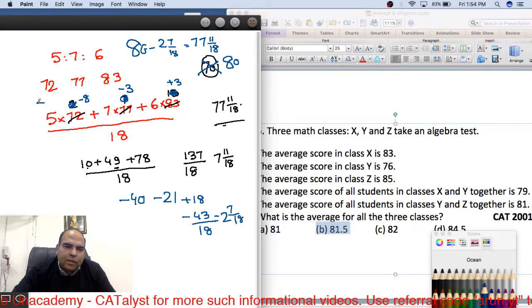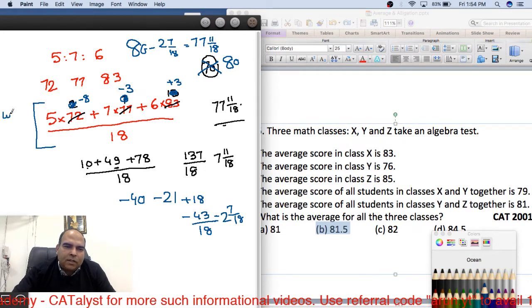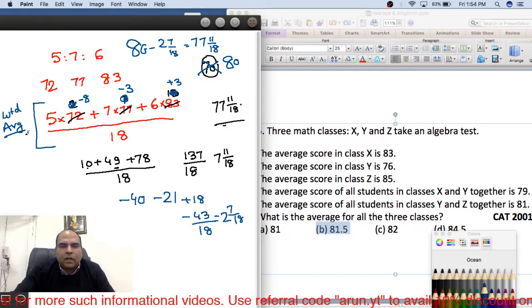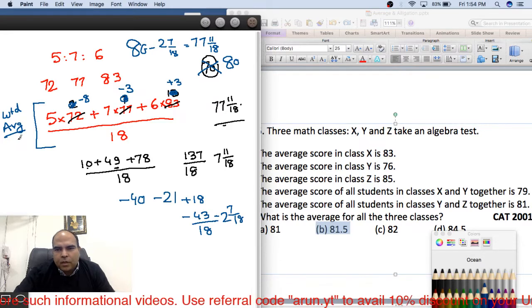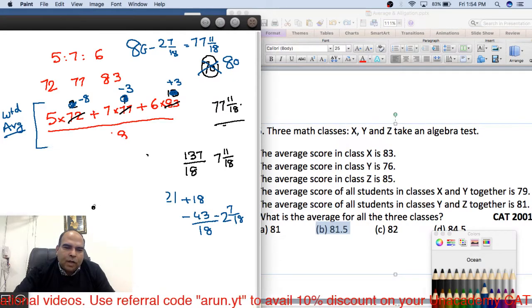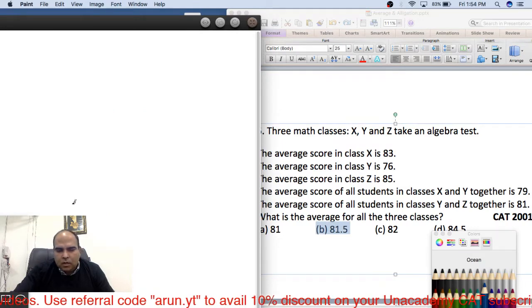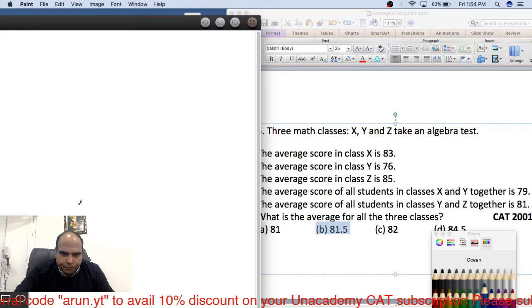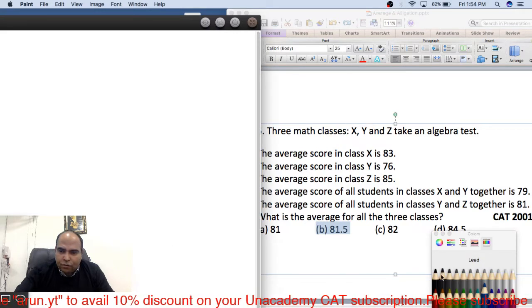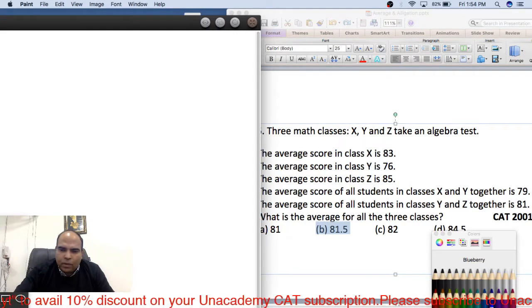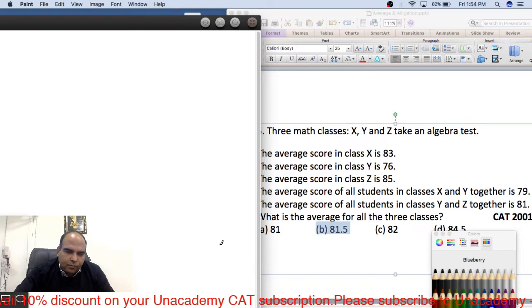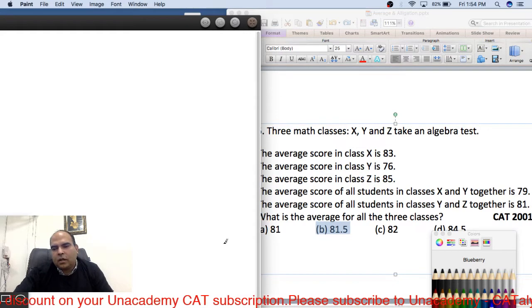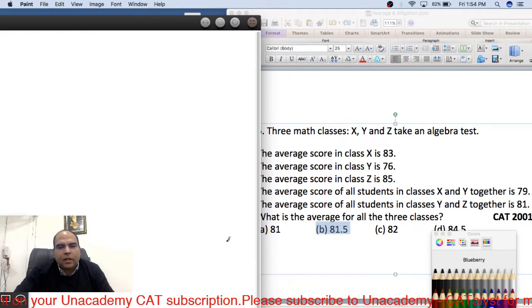So remember this is not just a calculation technique for this particular question. This is a calculation technique for any weighted average situation, specifically if the averages of the individual groups that you are taking a weighted average for are, so to say, clustered around a certain number. So always remember this, you can do this.